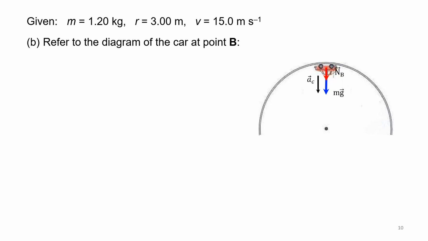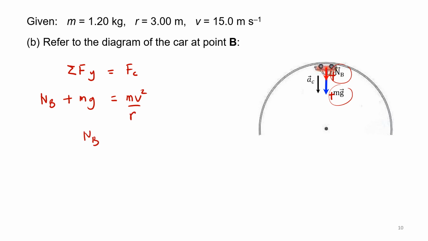So the summation of force in component y is equal to Fc. The forces that we have are N_B and mg. Since both forces are in the same direction as the acceleration, the forces are positive. So we're going to write N_B plus mg is equal to mv squared over r. Thus N_B is equal to mv squared over r minus mg.